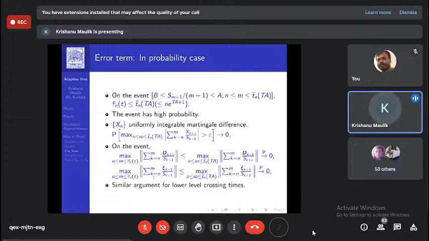And similarly, you do for the lower level crossing times. So that takes care of the error terms for convergence in probability. Yes, checking this condition for uniformly integrable martingale differences is quite technical, and it requires a lot of approximation and stopping and things like that. I'm not going into those details.